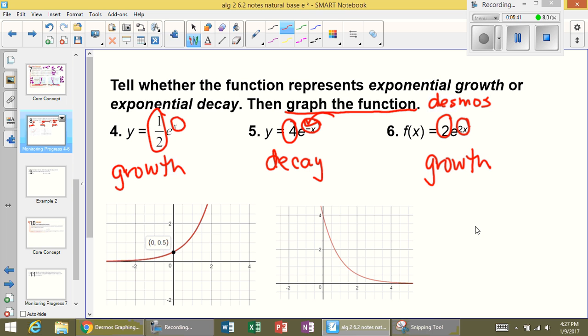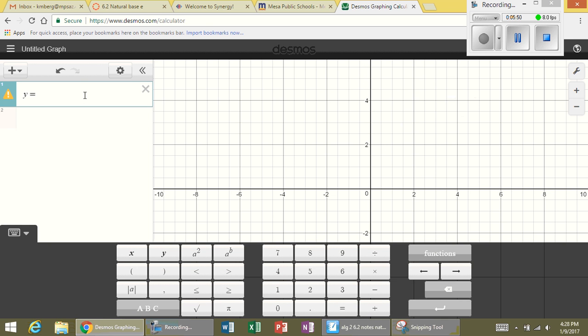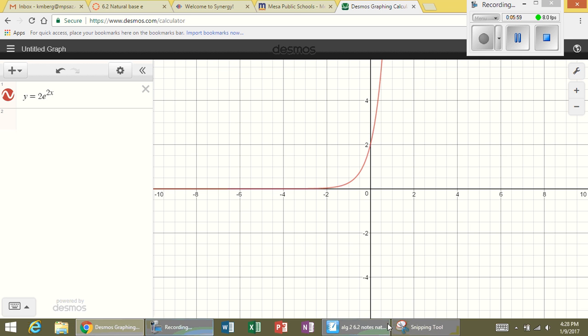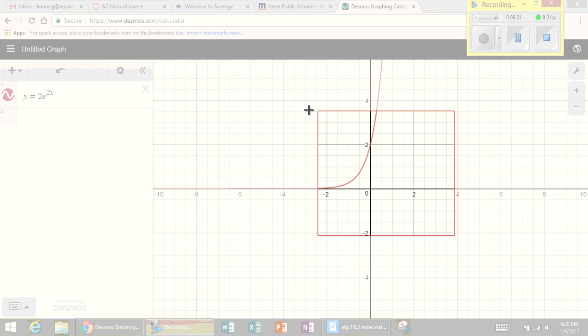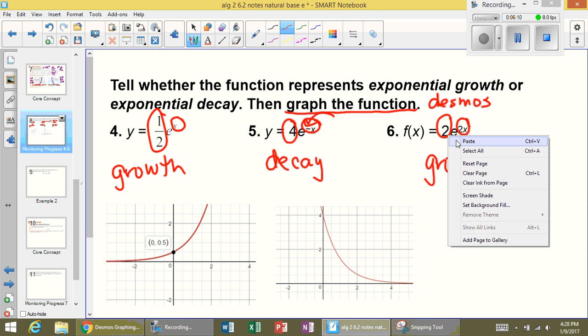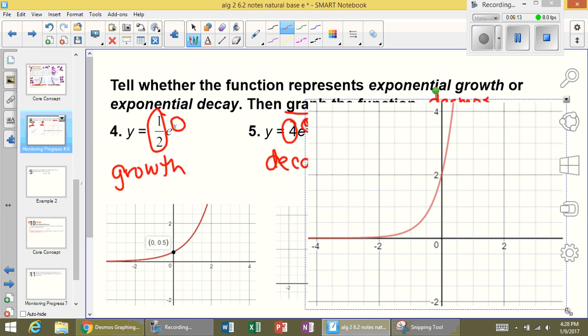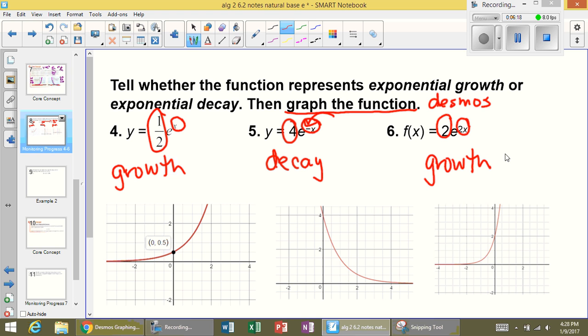And then 2 times e to the 2x will be our last one we're going to graph. So 2e to the 2x power. And once again, we're going to grab our snipping tool and grab a portion of this graph and put it in our notes. And resize it so it doesn't take up most of our paper. All right, so that's how we're going to decide if it's growth or decay, and then graphing the function.